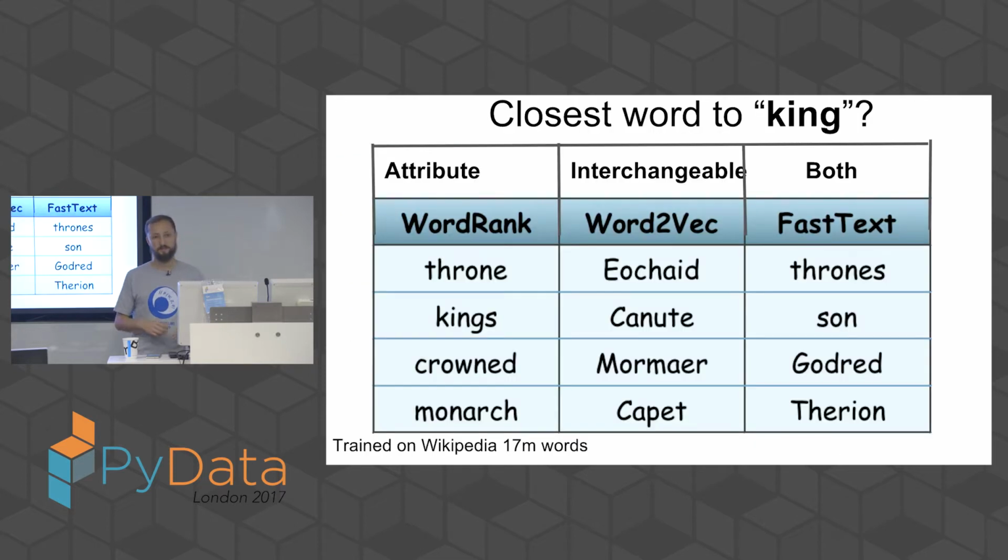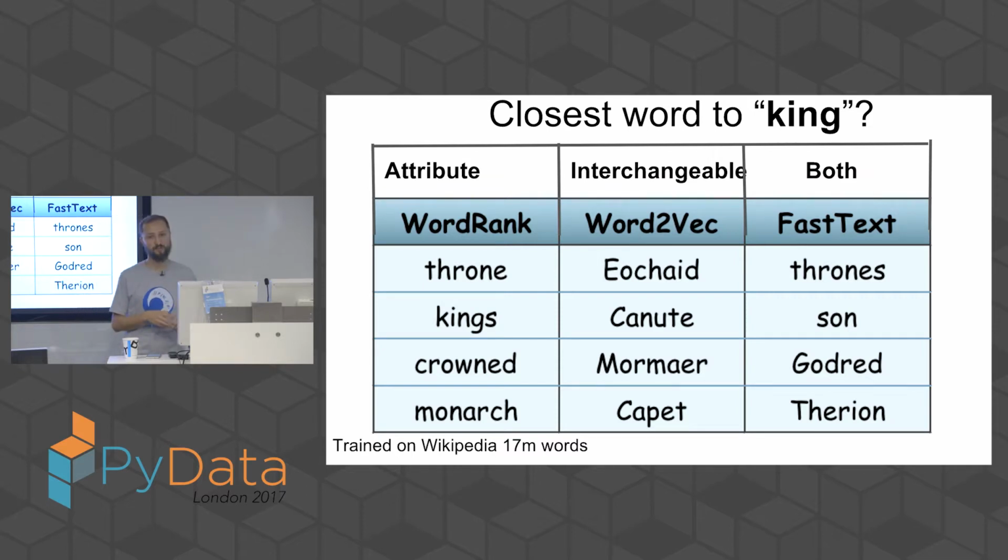Cool. So this is an example of something trained on a bigger corpus than just Pride and Prejudice. Pride and Prejudice is just a couple of 100,000 words. And this has been trained on Wikipedia. Wikipedia is 17 million words, and there you get much better matches. So there are 3 different algorithms, and you get 3 different kinds of similarity. If you use WordRank, you get attributes of a king. If you use Word2Vec, you get interchangeable words of the king. And if you use fastText, you get a mix of the two.